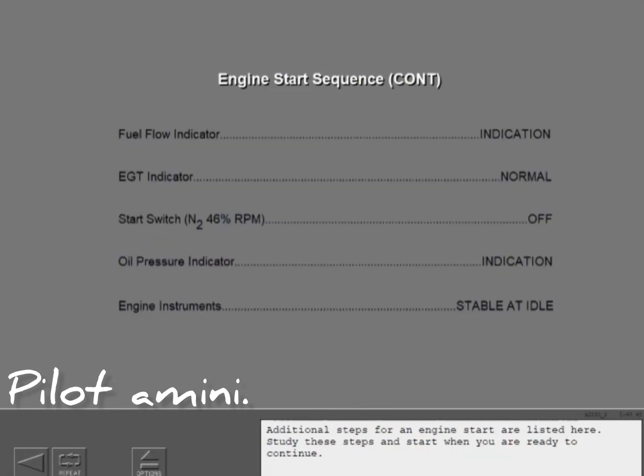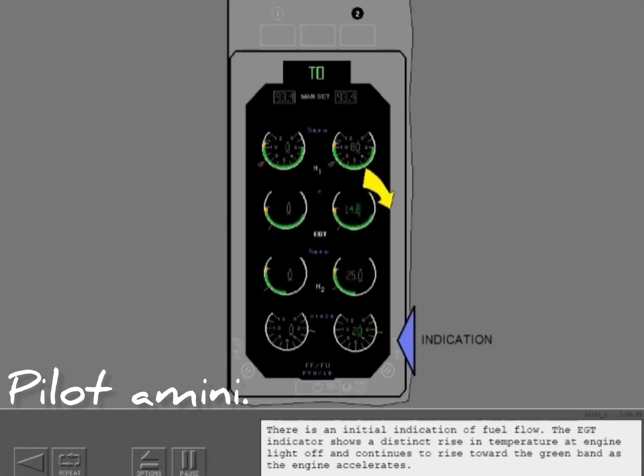Additional steps for an engine start are listed here. Study these steps and start when you are ready to continue. There is an initial indication of fuel flow. The EGT indicator shows a distinct rise in temperature at engine light-off and continues to rise toward the green band as the engine accelerates.